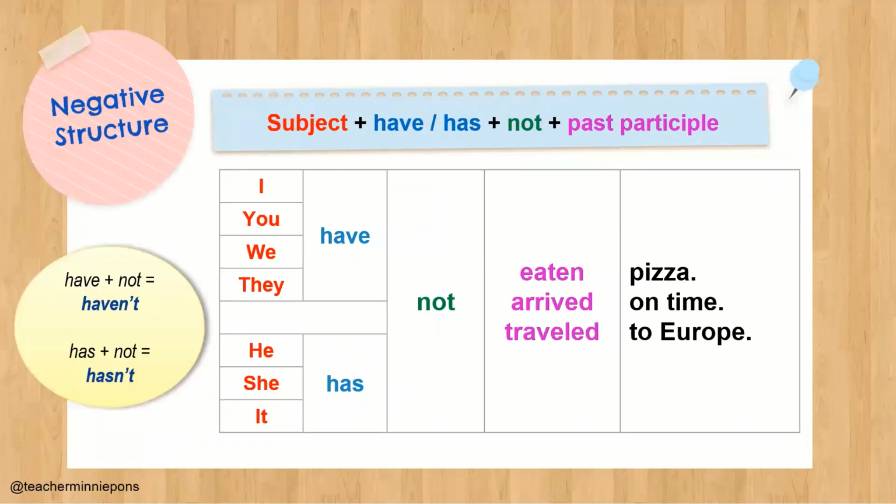In negative, we use subject plus have or has plus not plus past participle. For example, you have not eaten pizza. We have not arrived on time. She has not traveled to Europe.